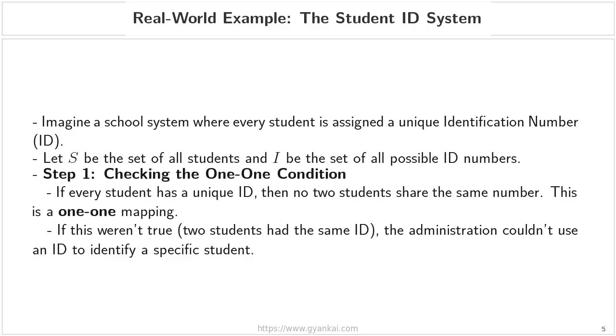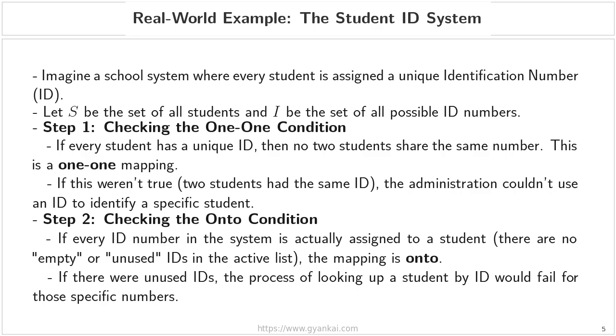If every student is assigned a unique ID, it means that no two students share the same number. This is a perfect example of a 1-1 mapping. To understand why this is necessary for invertibility, consider the alternative. If two students shared the same ID, the administration would be unable to use that ID to identify one specific student. This mirrors the ambiguity we discussed earlier, where an inverse function would not know which original input to return to. Next, let us examine the onto condition.